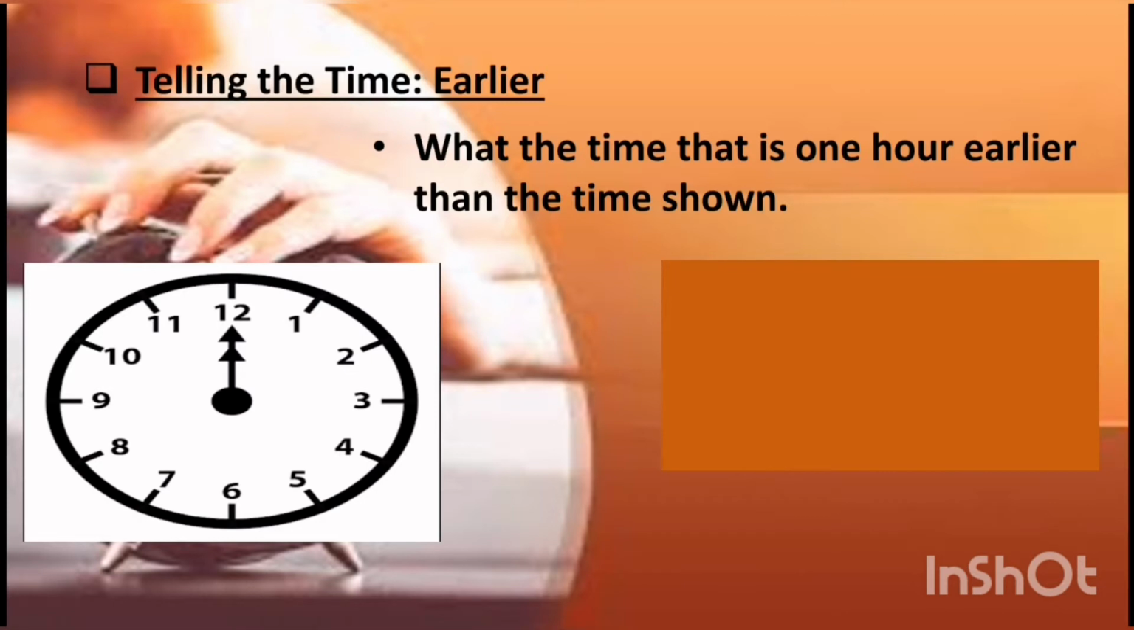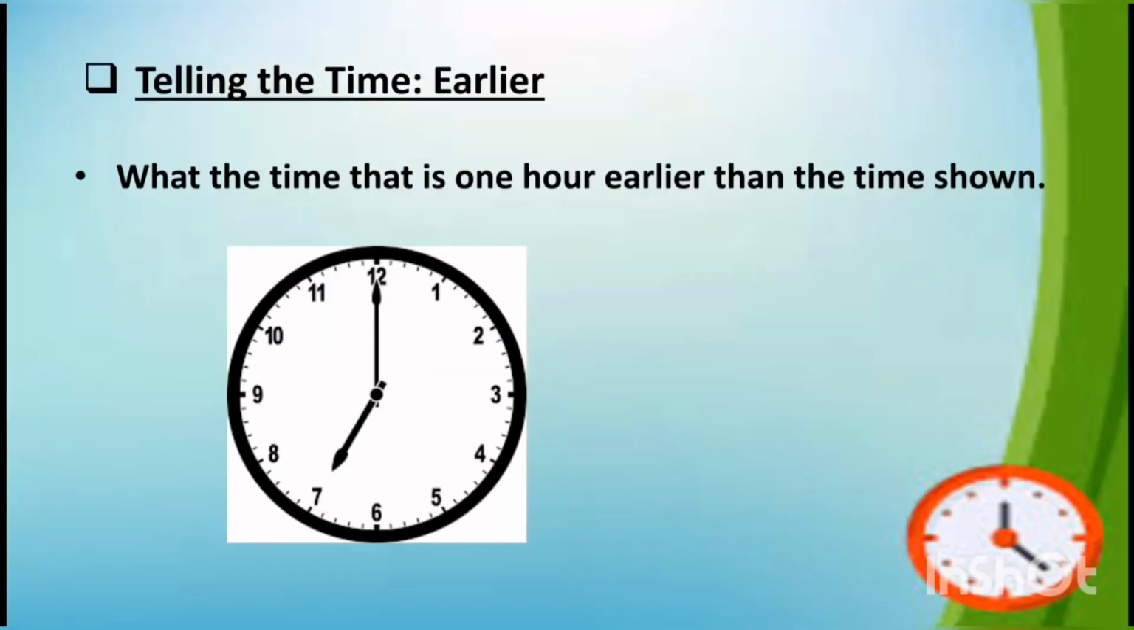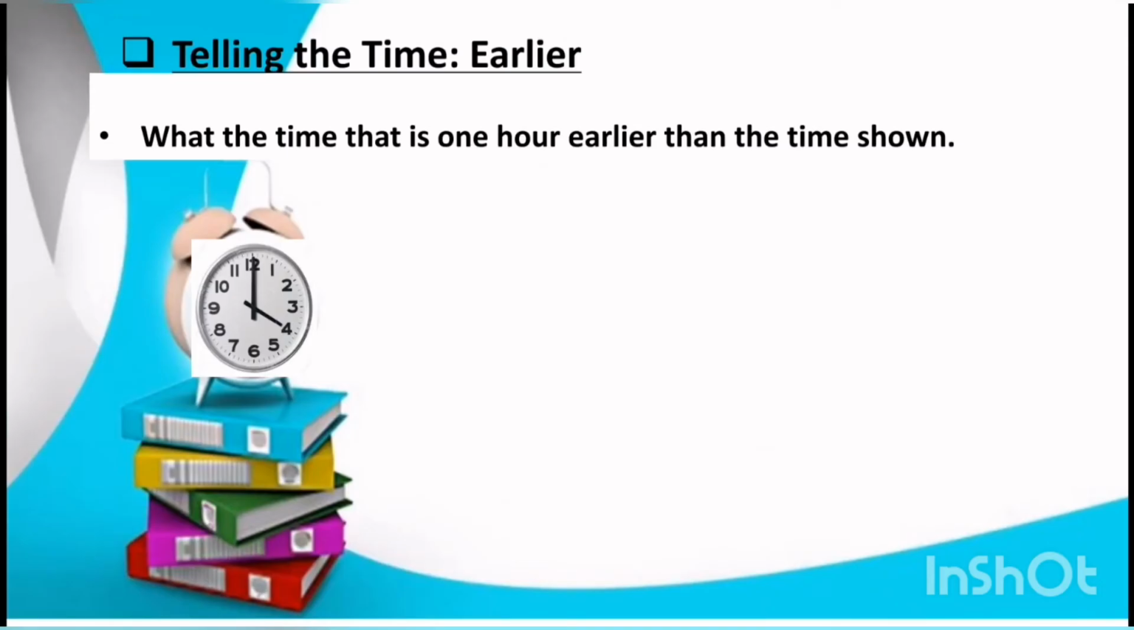Now look at this clock. What is the time that is 1 hour earlier than the time shown? There is 12 o'clock. So 1 hour earlier, 1 hour before, it will be 11 o'clock. Now look at this clock. There is 7 o'clock. So 1 hour earlier, it will be 6 o'clock. Now look at this clock carefully. What is the time that is 1 hour earlier than the time shown? There is 4 o'clock. So 1 hour earlier, it will be 3 o'clock.